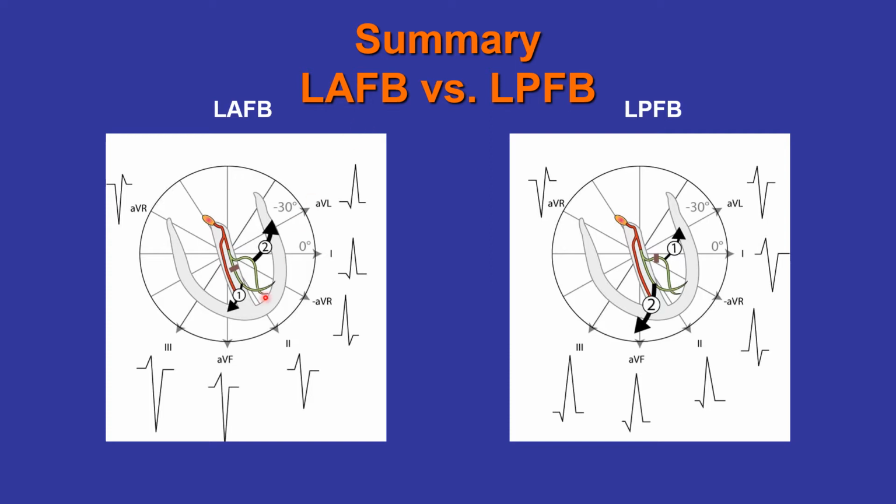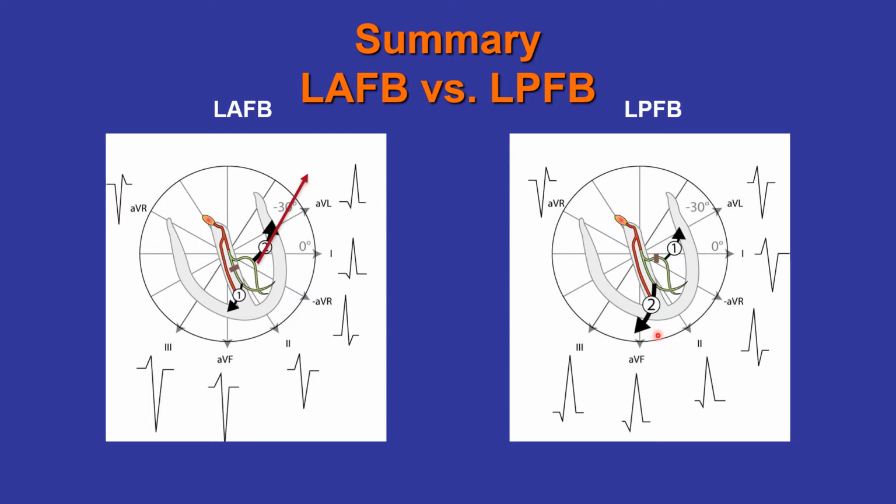In left anterior fascicular block, because this part is blocked, the one which depolarizes the anterior and the superior part, this part is depolarized in the later part of the QRS complex by unopposed forces coming from the left posterior fascicle. So that is why there is left axis deviation.